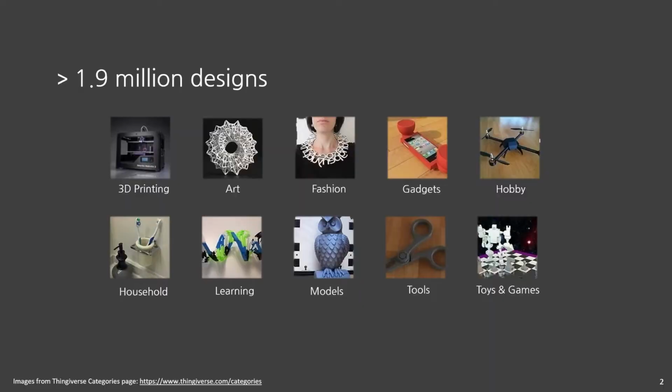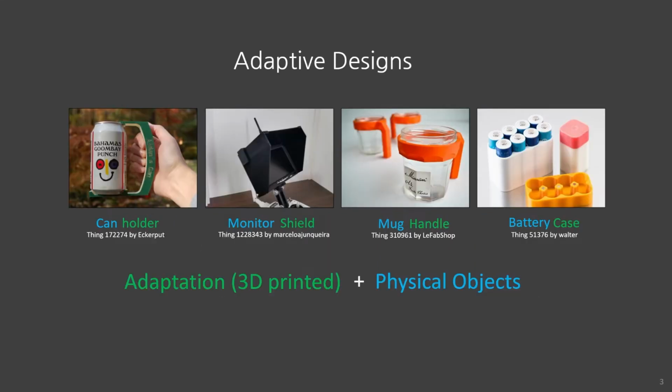3D designs have become increasingly accessible to the general public. As of 2021, there are more than 1.9 million designs that are publicly available online, which covers a wide variety of categories. Among all these designs, a specific type is called adaptive designs, which are designs that extend or enhance the functionality of real-world physical objects.